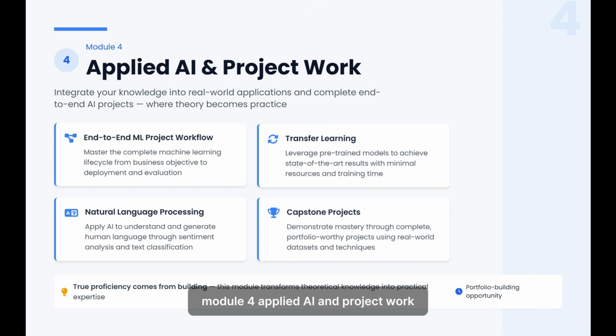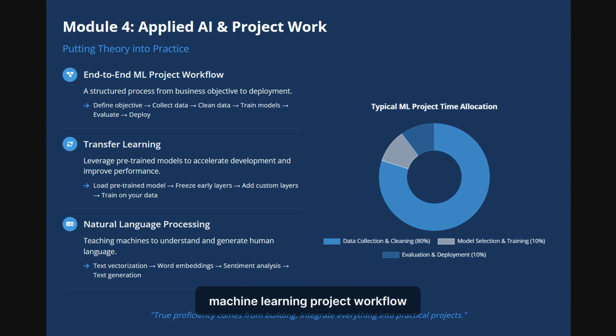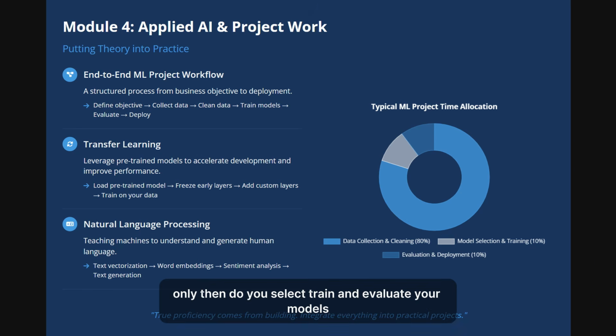Module 4. Applied AI and Project Work. Welcome to Module 4. True proficiency comes from building. Here, you'll integrate everything into practical projects. Lesson 4.1 covers the end-to-end machine learning project workflow. A real project isn't just a single line of code, it's a structured process. It starts with defining a business objective, then comes data collection, followed by data preparation and cleaning, which is often 80% of the work. Only then do you select, train, and evaluate your models.